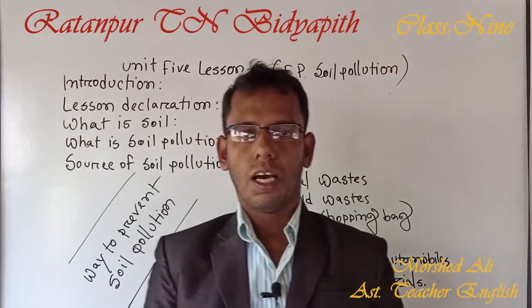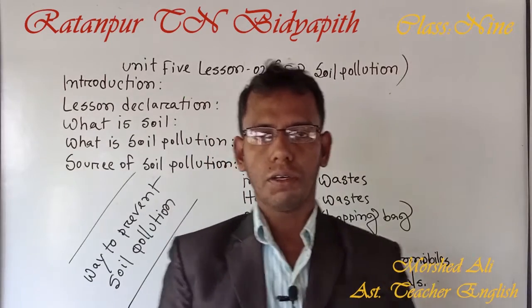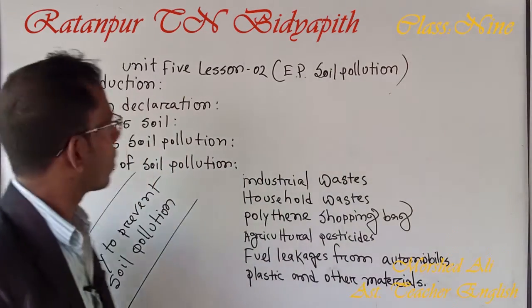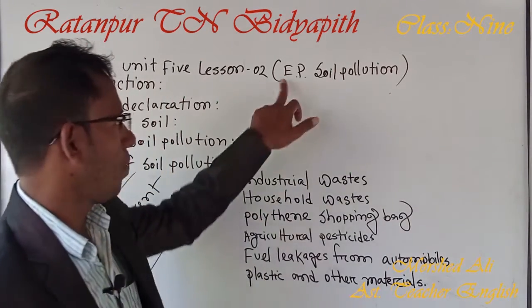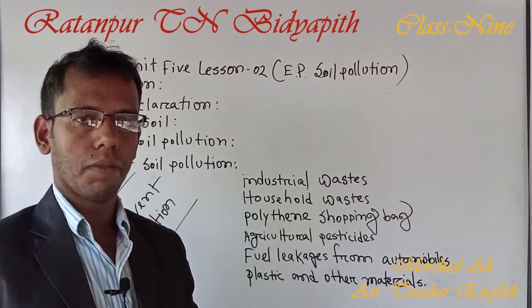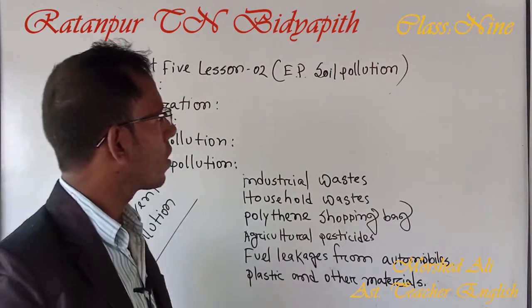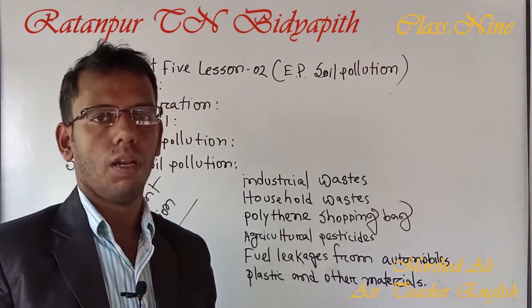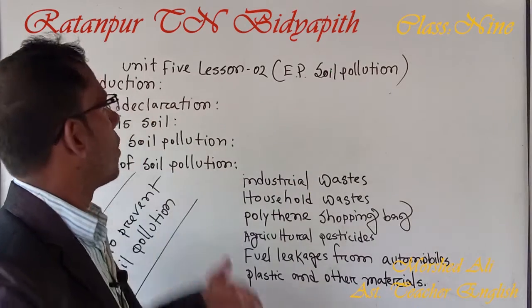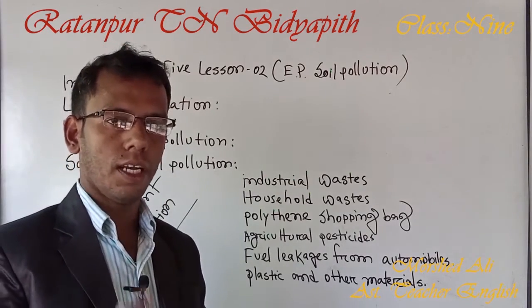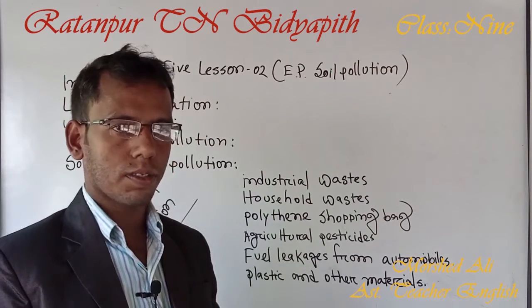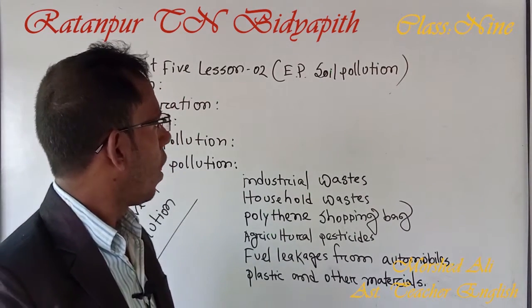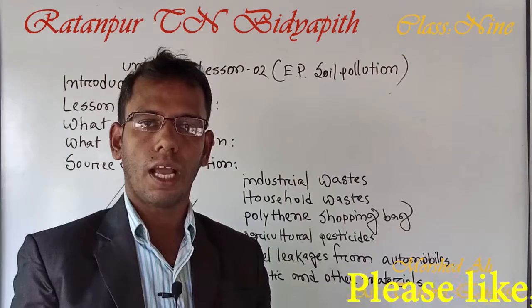I am going to discuss Unit 5 Lesson 2, Environment Pollution. The main topic is Environment Pollution and the sub-topic is Soil Pollution. That means in Unit 5 Lesson 2 we find three topics, three parts: air pollution, water pollution and soil pollution.